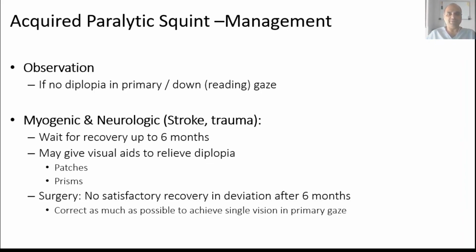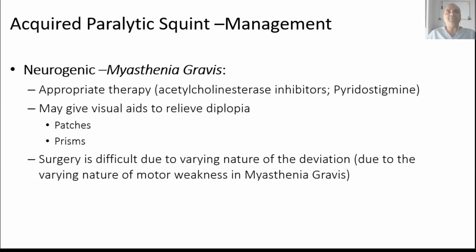For neurogenic ptosis myasthenia gravis, first of all, you require proper diagnosis and appropriate therapy, which is acetylcholinesterase inhibitors, pyridostigmine. Physostigmine has more side effects. You can give patching or prisms as a means of reducing diplopia. Surgery is usually something that's done after a lot of consideration, simply because the nature of deviation is varying.